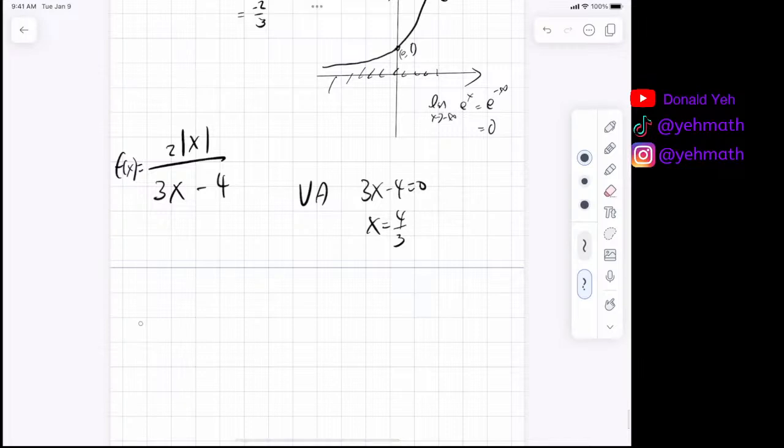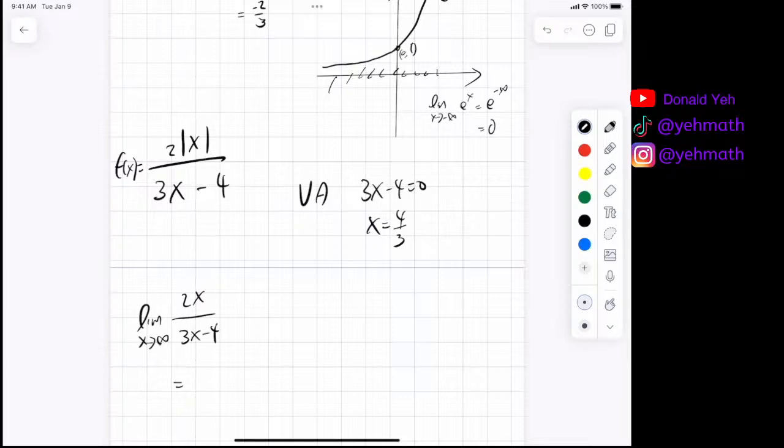Now, if I try to reach this, hopefully you already see what I'm trying to go with. As x approaches infinity, that's no longer absolute value of x. If I go to positive infinity, that's just 2x over 3x minus 4. So easily divide by x on top and bottom, that's going to give you 2 over 3. That is the first one.